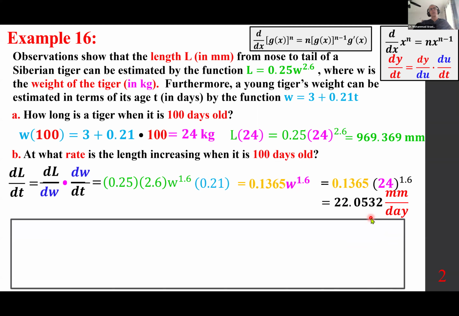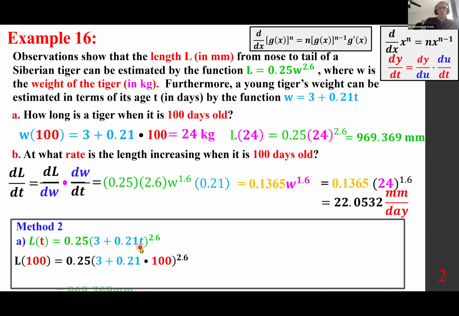So this is very straightforward. The second method is to find L of t. That means replace the W. This is a composite function. L of t is 0.25 times W replaced with 3 plus 0.21t, and the rest is history. At this point for part A, if I replace the t with 100, I will get exactly the same thing that I have here, 969.369 millimeters. 1,000 millimeters is 1 meter, remember that.